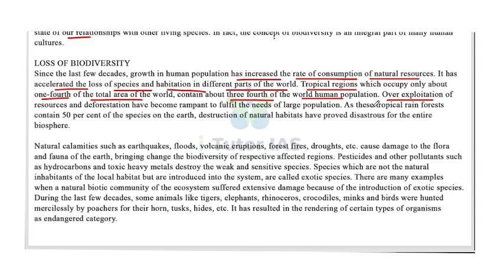And this overexploitation of resources and deforestation have become rampant to fulfill the needs of the large population. As tropical rainforests contain 50% of the species on earth, destruction of natural habitats has provided disasters for the entire biosphere.